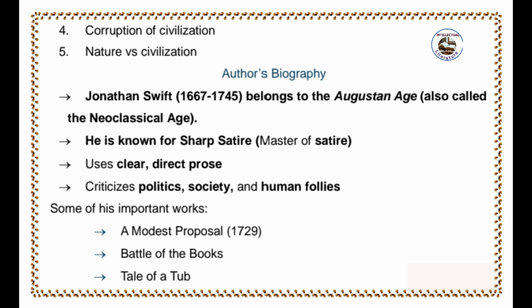Some of his other important works: A Modest Proposal, published in 1729, The Battle of the Books and A Tale of a Tub.